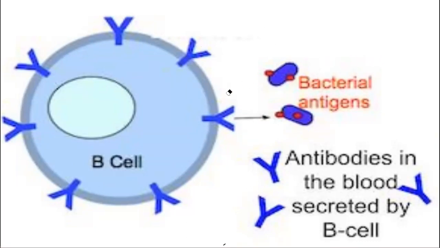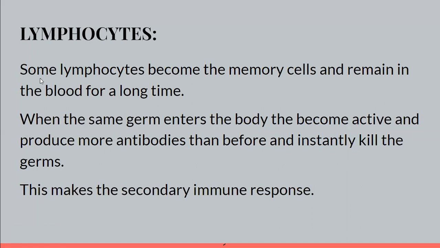And then the phagocytes will swim by producing false arms called pseudopodia and engulf them. So this is our primary immunity or primary immune response.